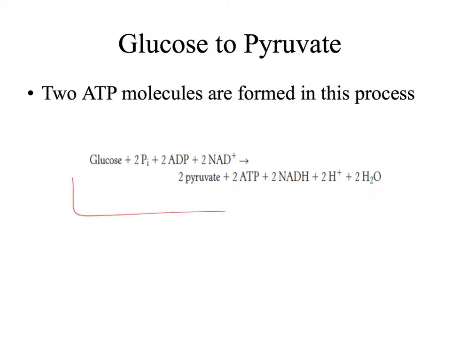So here's our overall reaction for glycolysis. You have glucose, you have your 2 inorganic phosphates and 2 ADP, and you have your NAD+. We're going to produce 2 pyruvate, 2 ATP, 2 NADH. 2 protons are also going to be generated in the process, and we also have water that is going to be given off throughout the process. So this is the overall reaction for glycolysis.